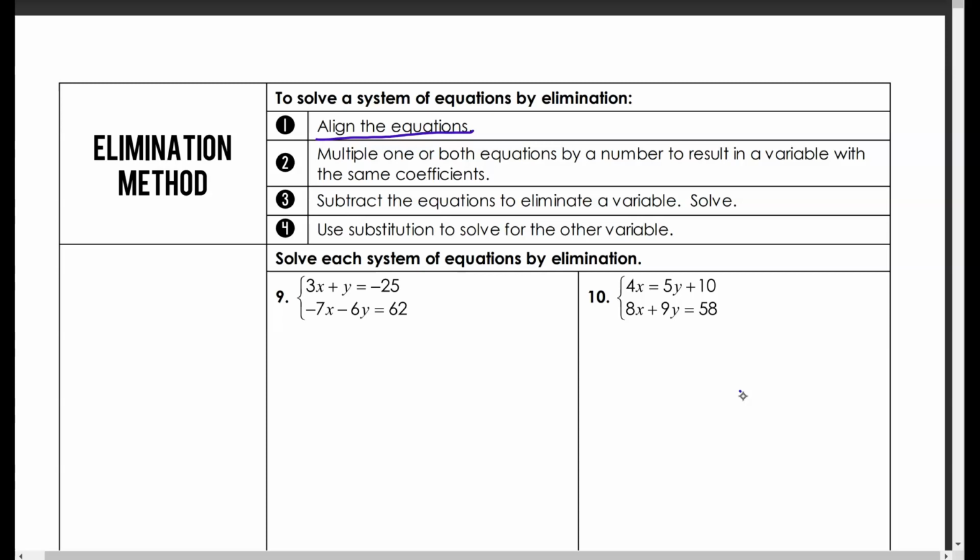Multiply one or both equations by a number to result in a variable with the same coefficients. So again, this is just making sure our coefficients are the same so that we can eliminate. Subtract the equations to eliminate a variable, and then we're going to solve. And then we're going to use substitution to solve back to get the other variable.